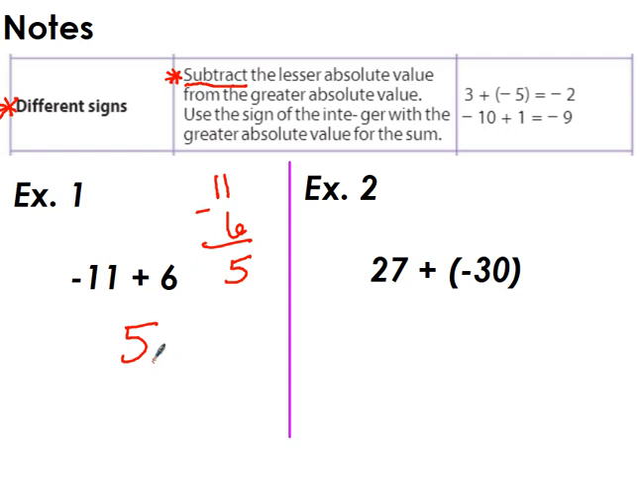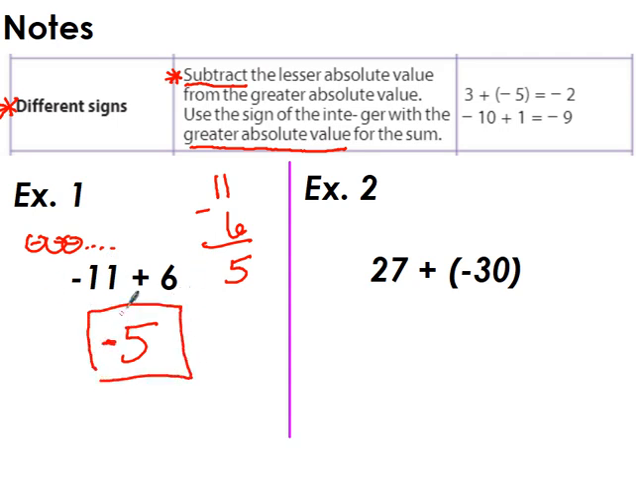Now I have to determine if my answer is positive or negative. I'm going to use the sign of the number with the greatest absolute value, or really, just the sign of the larger number. So I'm asking myself, do I have more negatives here or more positives? If I were to do my counter chips, I would have 11 negatives and I would only have 6 positives. So I have more negatives than positives, and therefore my answer has to be negative.